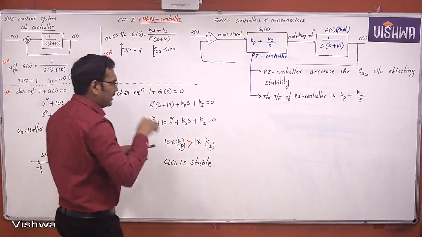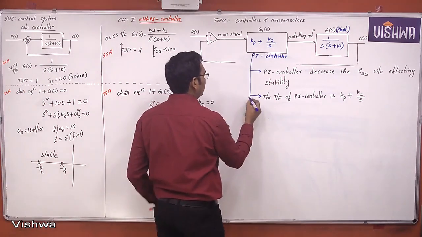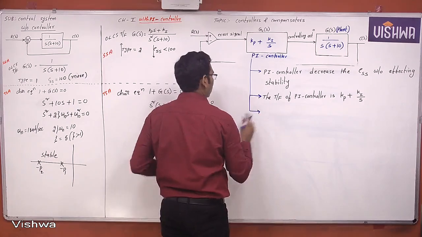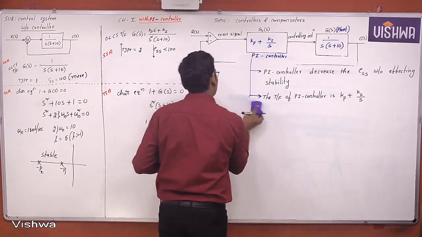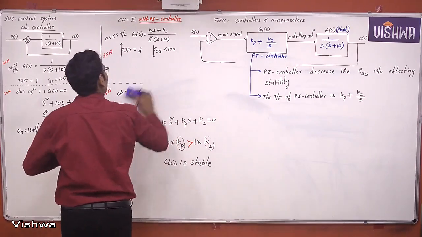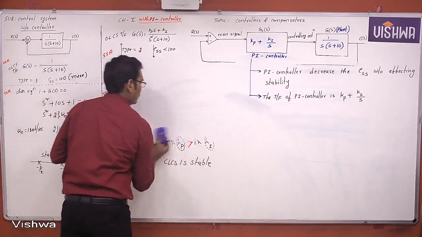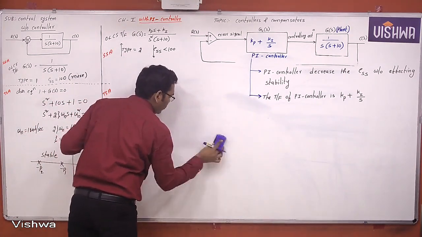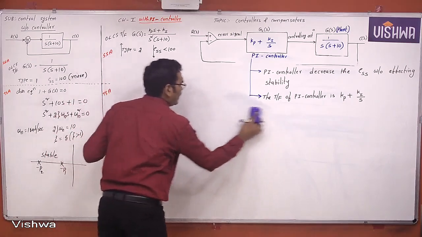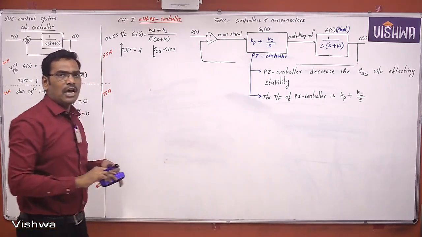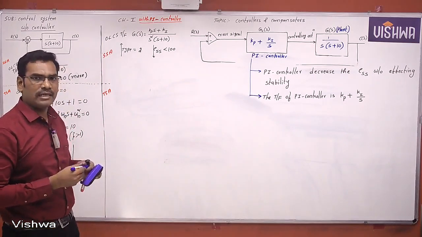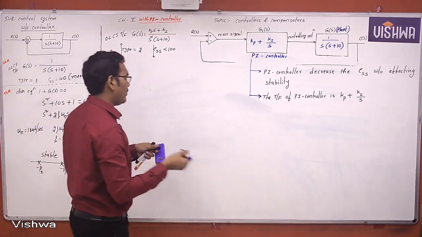Now we'll see the practical circuit. If you have any doubt how practically pole, how practically zero, how Ki is changed, how Kp is changed, how Kd is changed, you can easily understand with the practical circuit, right?